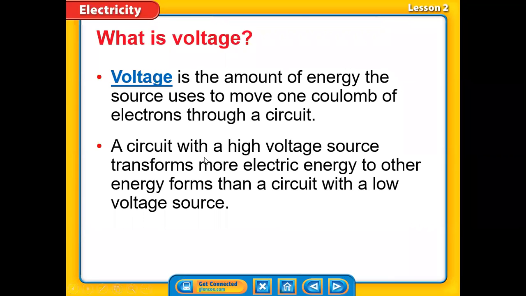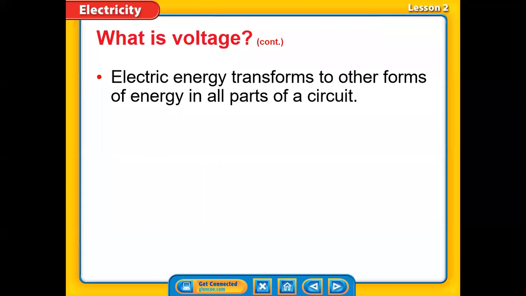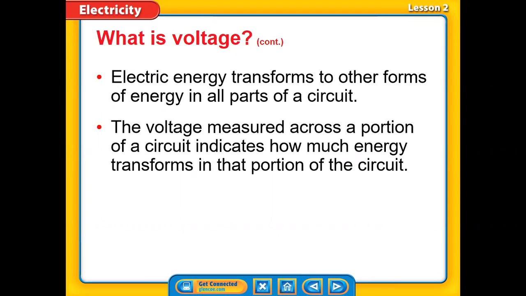Then here we said, a circuit with a high voltage source transforms more electric energy to other energy forms than a circuit with a low voltage source. That means the high voltage circuit has more current flowing in it. So electric energy transforms to other forms of energy in different parts of the circuit.